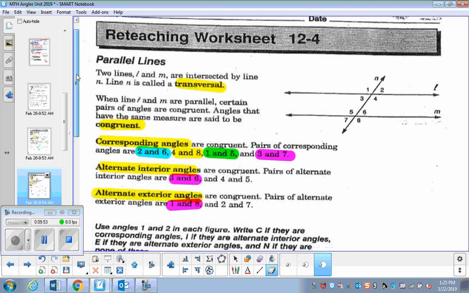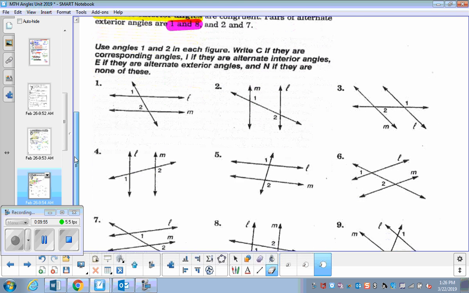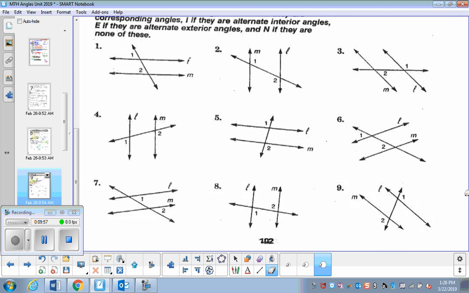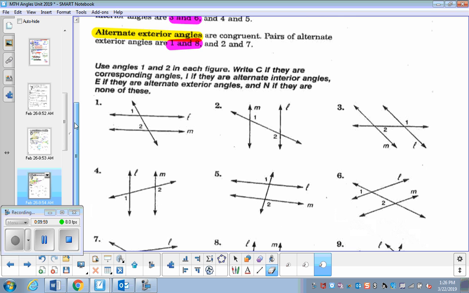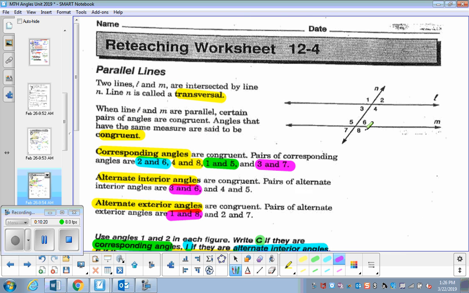So now that we've reviewed those angle types, you're going to come down here and just try to identify the relationship between angles 1 and 2. It says in the instructions that you're going to write a C if they're corresponding. You're going to write an I if they're alternate interior. You're going to write an E if they're alternate exterior. And last but not least, you'd put an N if they're none of those. So remember, up top, 2 and 8 would be none of those. There's no relationship between 2 and 8.